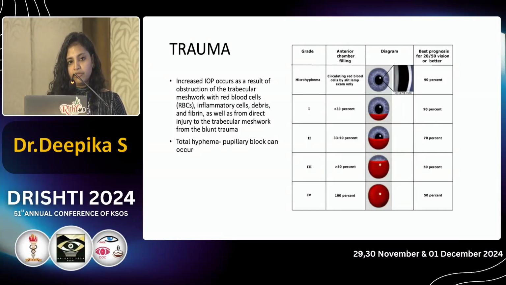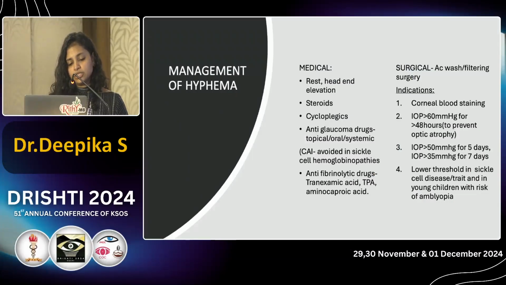Sometimes there is a total hyphema, which can again cause pupillary block and angle closure type of glaucoma as well. So how do you manage these conditions in OPD? Medically, you have to advise rest and head elevation, and steroids and cycloplegics should definitely be given to take care of the inflammation and the ciliary spasm, and anti-glaucoma medications to reduce the IOP should be given. In particular, carbonic anhydrase inhibitors should be avoided in these cases, because in sickle cell hemoglobinopathies, they can aggravate the acidosis and cause more sickling.